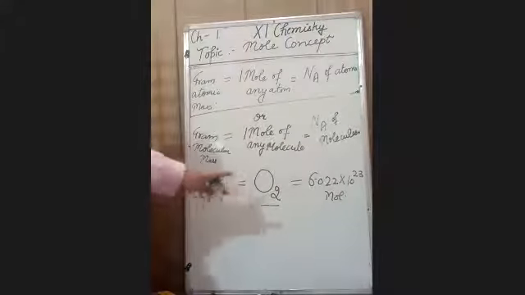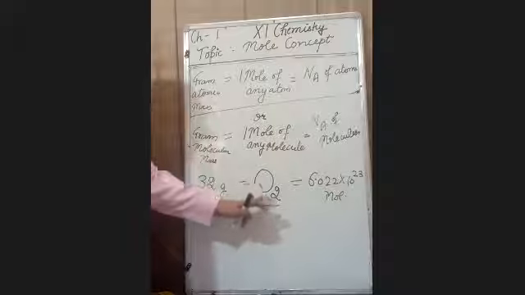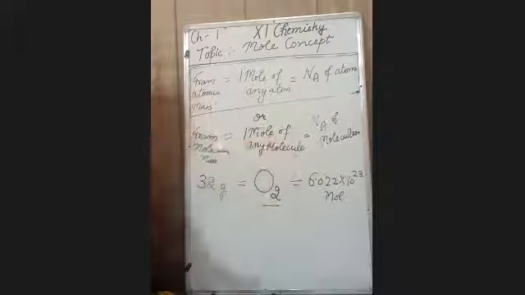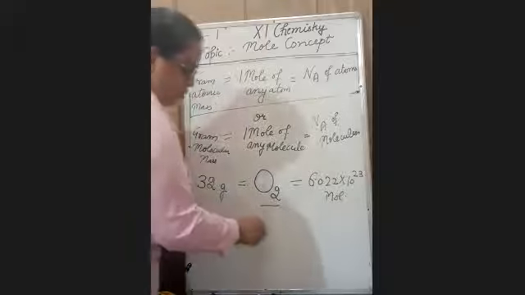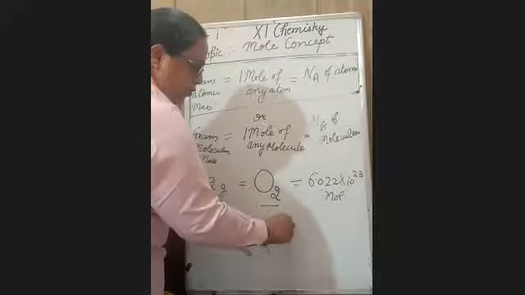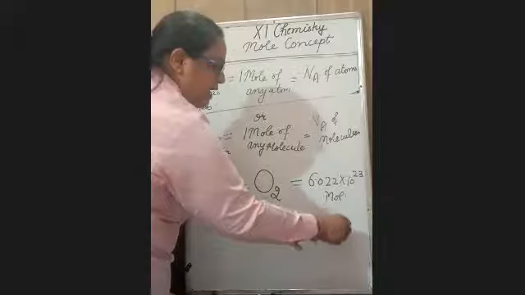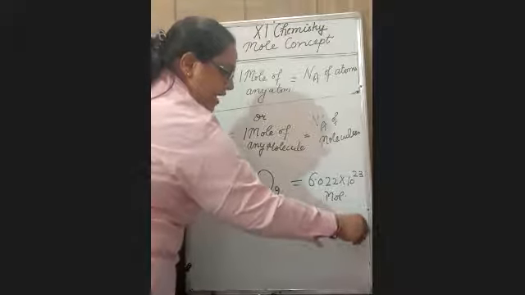In 1 molecule of oxygen, how many oxygen atoms are present? 2. And so in 1 mole, it will be 2 into 6.022 into 10 raised to power 23 atoms. Fine.